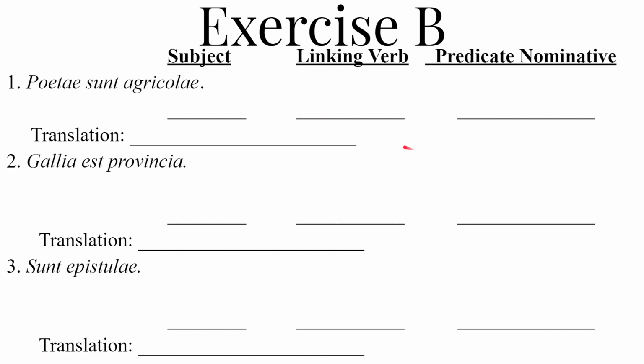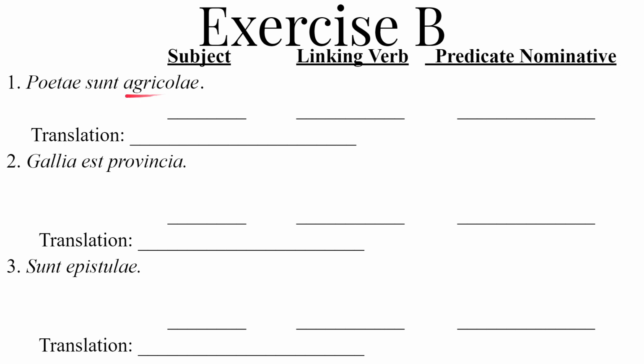All right, let's try our hand at the exercise. So exercise B. We're to go through and fill out the subject, the linking verb, and the predicate nominative in the following 3 Latin sentences. So we'll start with sentence 1 because it's the first one. Poetae sunt agricolae.